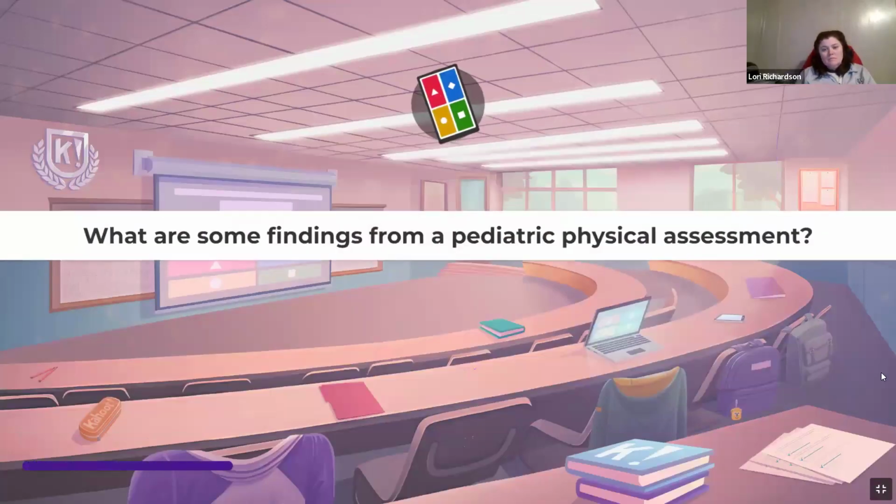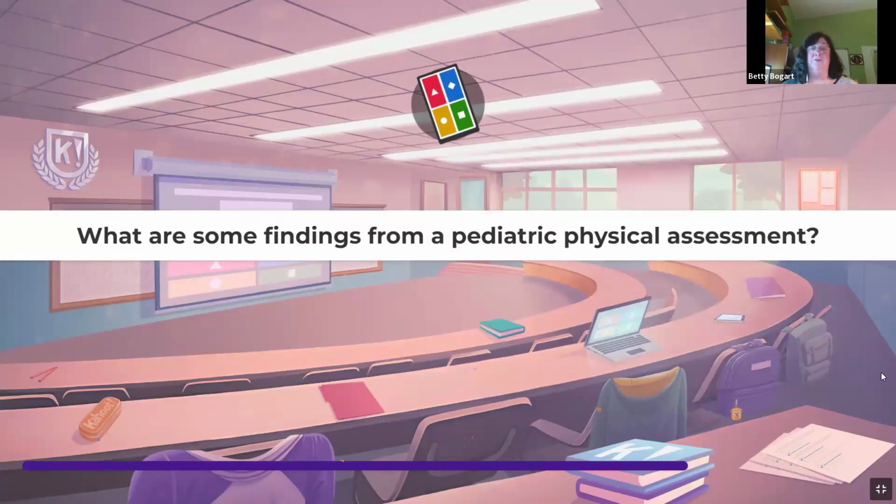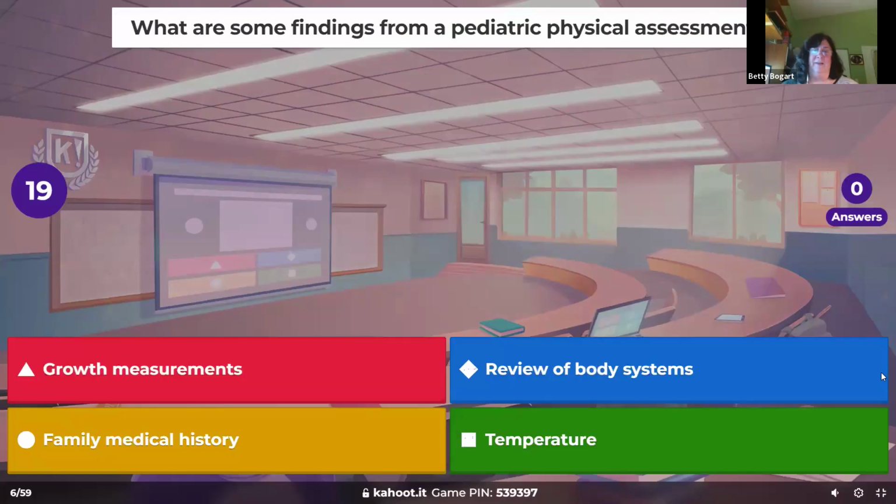A multi. What are some findings from a pediatric physical assessment?